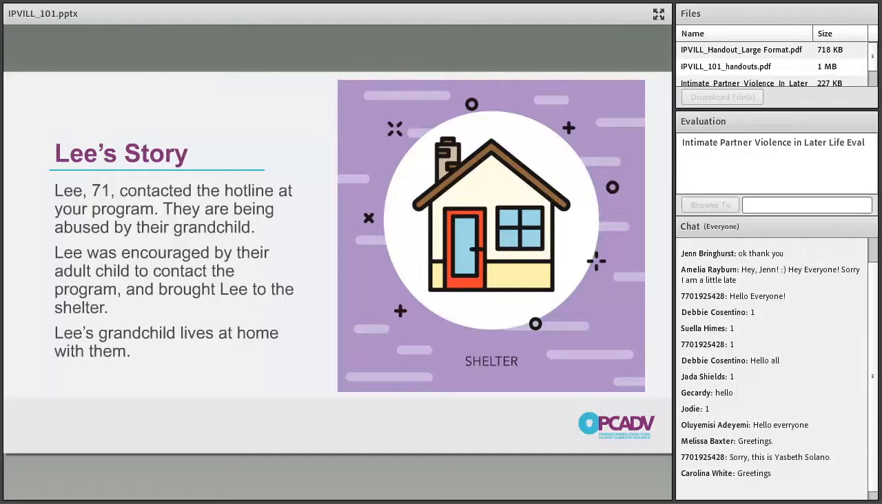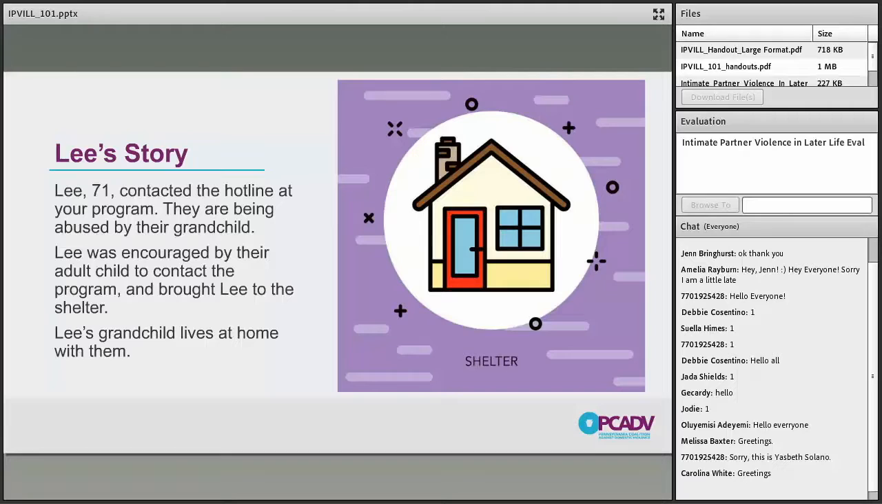So Lee is a 71-year-old adult who contacted the hotline at your program. They're being abused by their grandchild. Lee was encouraged by their adult child to contact the program and brought Lee to the shelter. Lee's grandchild lives at home with them. After the intake, the advocates were discussing Lee.